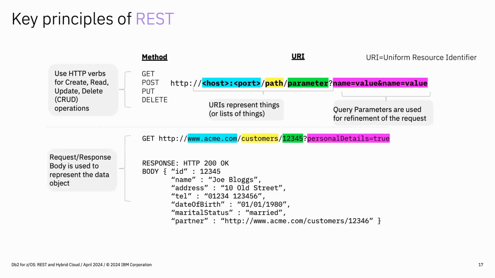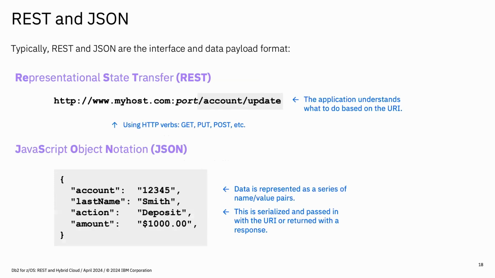In this example, we used the get method, which would be read, with this particular URI, acme.com. We're looking at customer number 12345, and we want to get their personal details. So we will send that across, and then the data that we're looking for will be returned to us. That's the response and body listed here. So REST and JSON: this is going to be the interface, REST, and the data payload format, JSON.